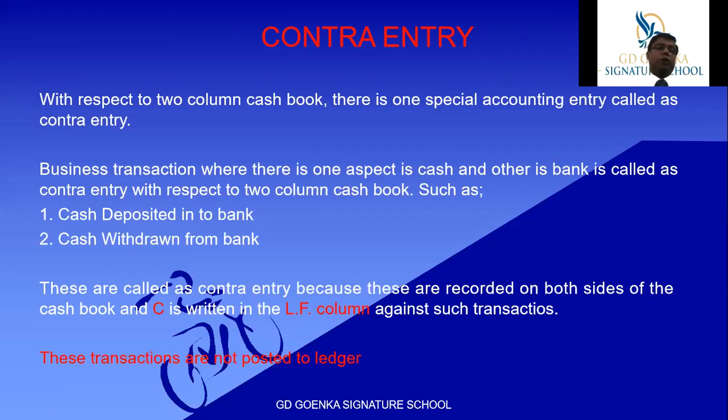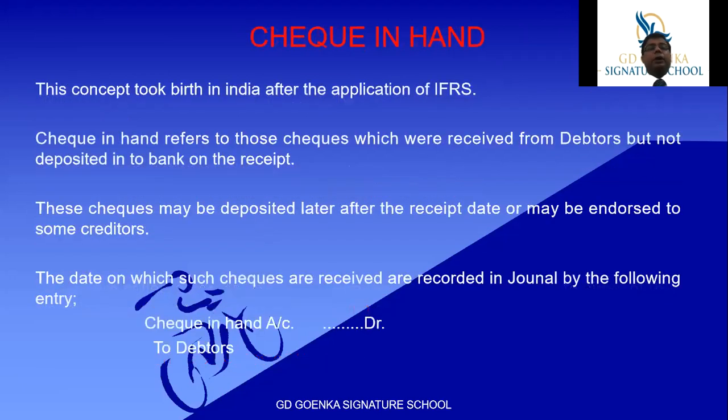Why? Because both aspects of the transaction have already been recorded in the cash book. Either cash reduces and bank increases, or bank reduces and cash increases. That's why both the aspects are already recorded in the double column cash book. That's why for such transactions, there is no need to prepare a ledger. The second important transaction with respect to the double column cash book is cheque in hand.